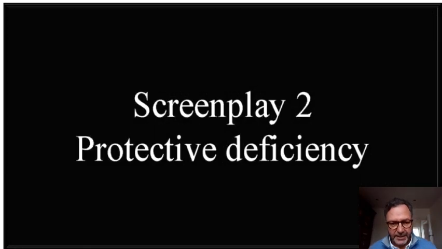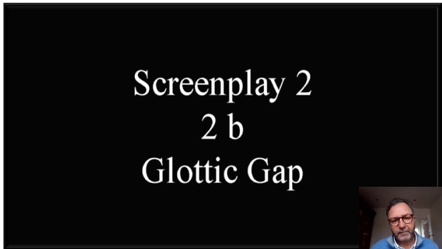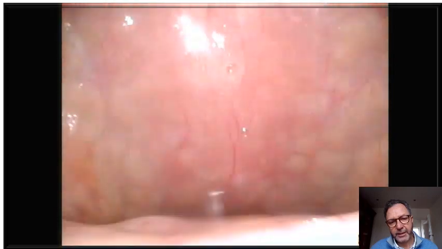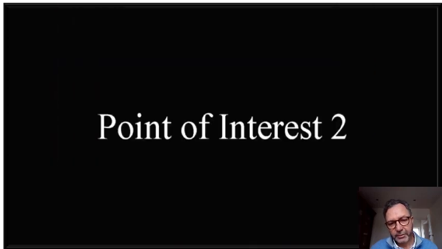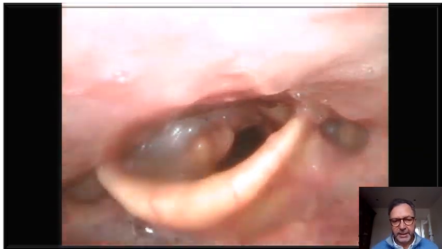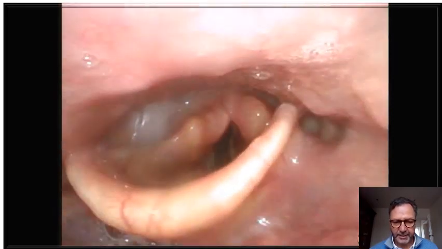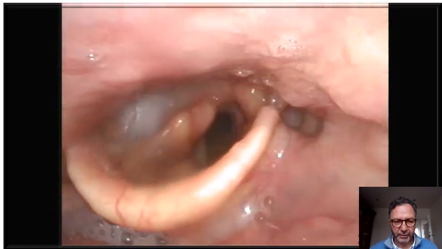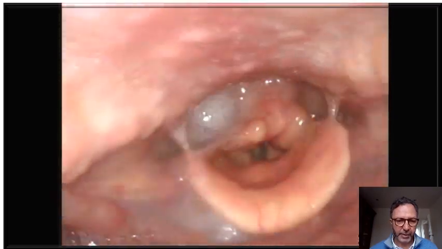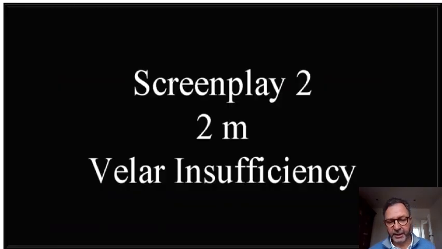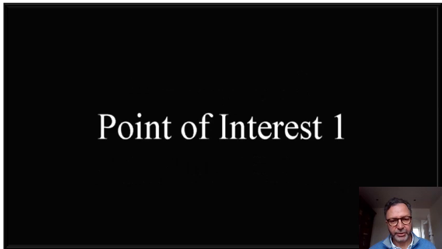So these are different examples of protective deficiency. This is a scenario 2B with a glottal gap. We're still at point of interest number 1 here. Then we're going to go to point of interest number 2. And what we're going to immediately see is a vocal fold paralysis here on the right with a complete dilatation, with some residue in the right piriform sinus. And this is also, of course, pathognomonic of a vagus nerve injury.